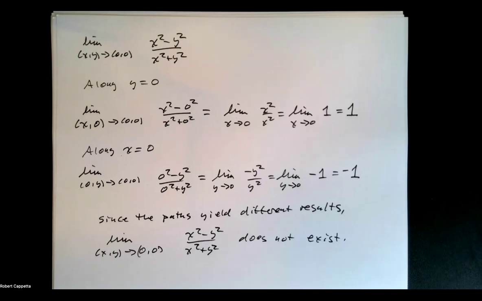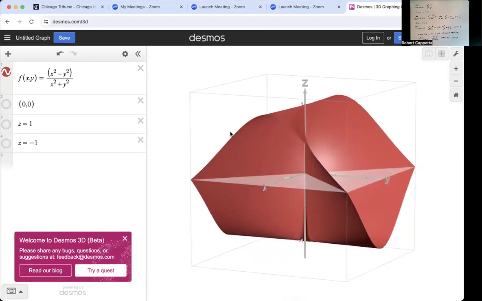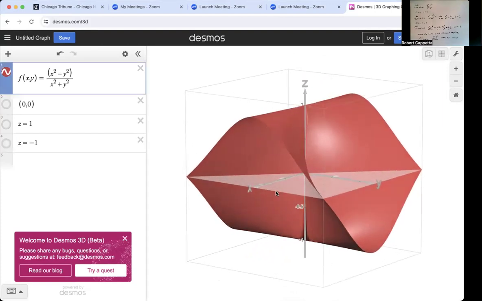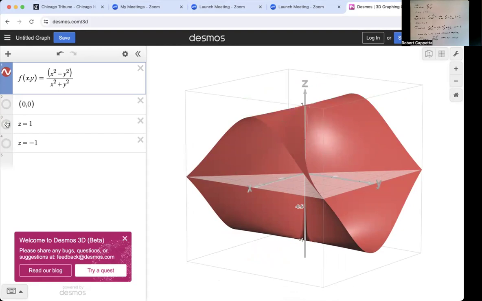All right, let's take a quick look at that function to see if we can get any insight from the visual. So here's our graph. Can we see what's happening along the x-axis? That is where y equals 0. Maybe I need to spin this around so it has more of our standard orientation. Do you see along the x-axis up here that it's coming in at z equals 1? And along the y-axis this way, it's coming in at z equals negative 1.